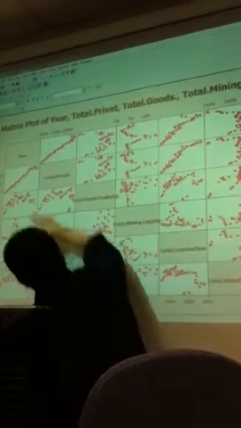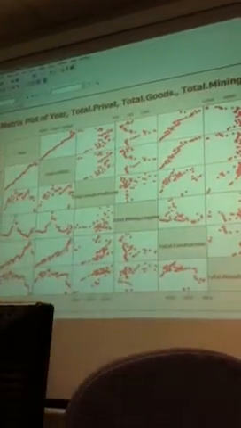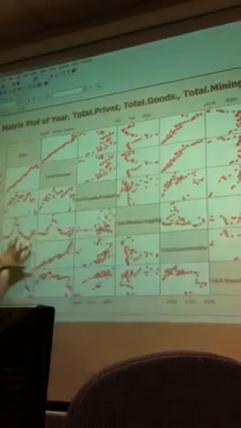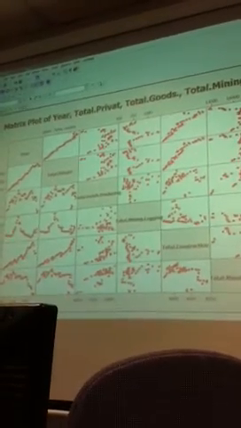Right. Really, what you should do is just ignore the top and look at the lower triangular. That's where all the information is. All of this is the same stuff. It's just transposed. Right, right, yeah.